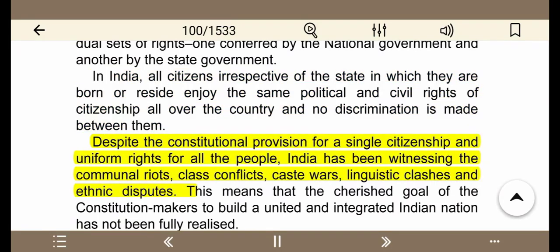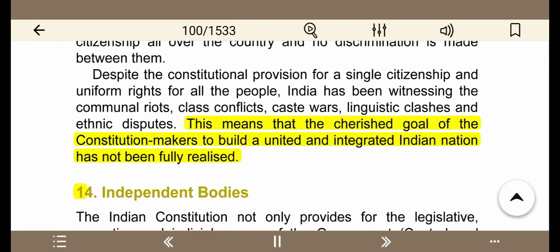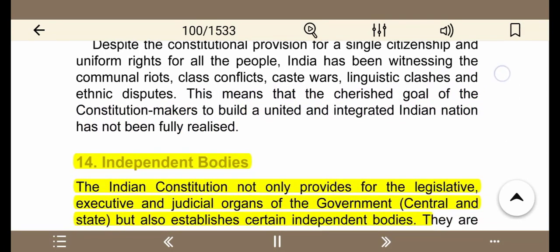Despite the constitutional provision for a single citizenship and uniform rights for all the people, India has been witnessing communal riots, class conflicts, caste wars, linguistic clashes, and ethnic disputes. This means that the cherished goal of the constitution makers to build a united and integrated Indian nation has not been fully realized. 14. Independent bodies.